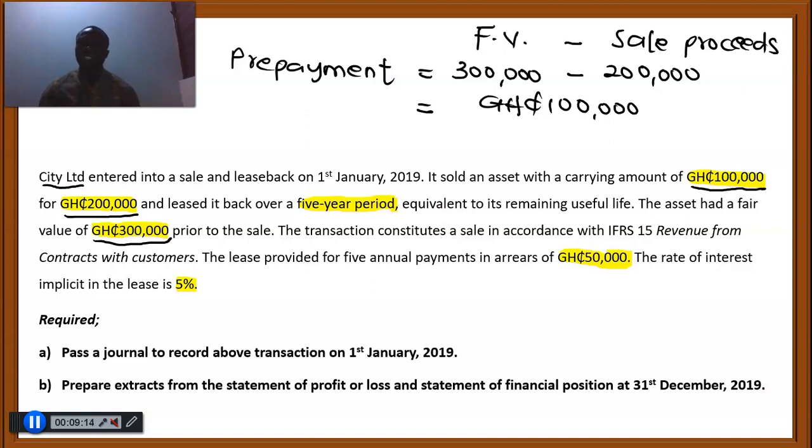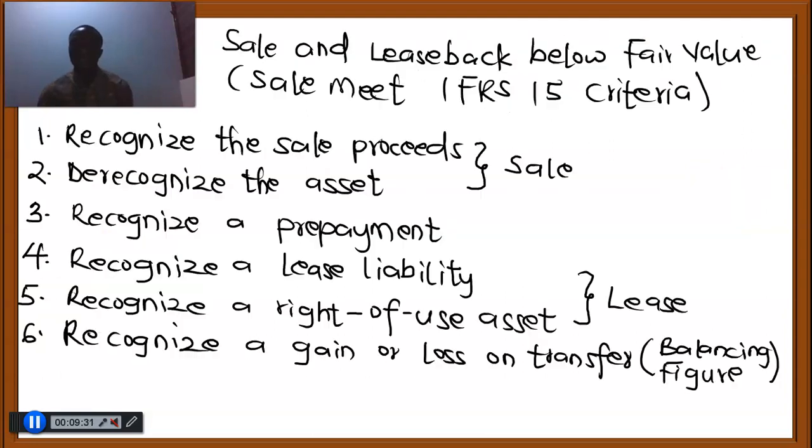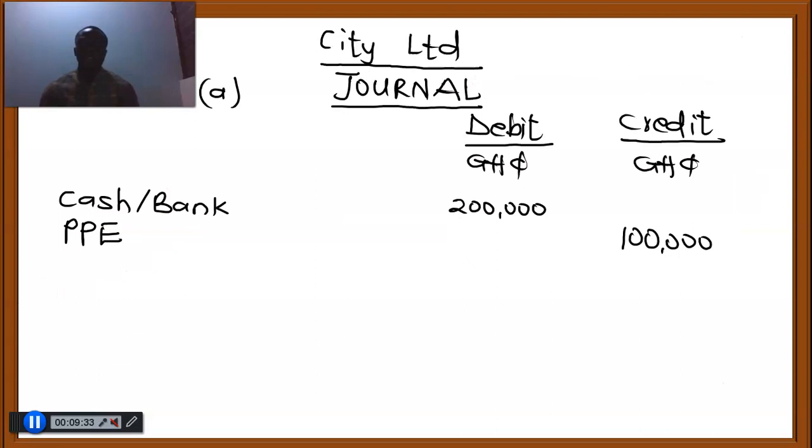So according to the standard, this means the seller-lessee has prepaid the 100,000, because instead of the seller-lessee having collected 300,000 in full, he took 200,000. So the 100,000 represents a prepayment. So we recognize a prepayment. Prepayments are assets. A prepayment of 100,000.